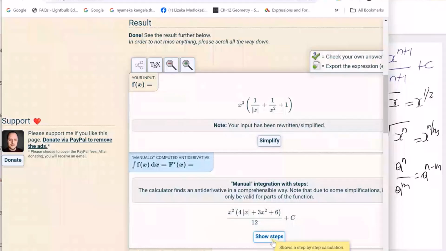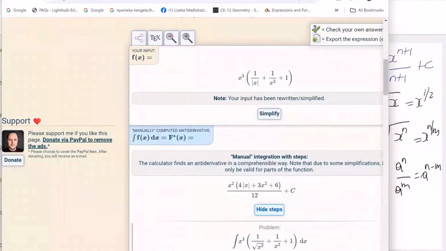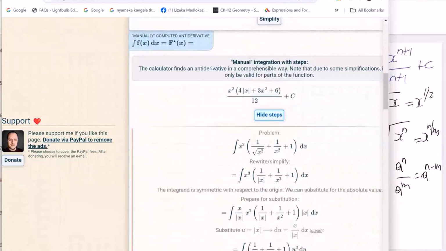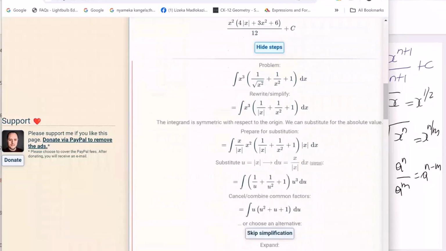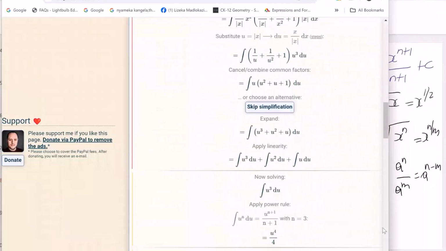And then you can say, okay, show me the steps. I want the steps. So this is doing step by step.